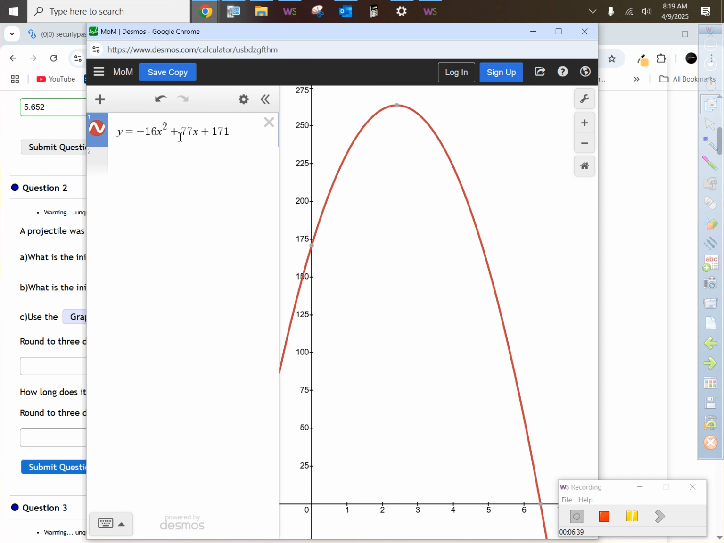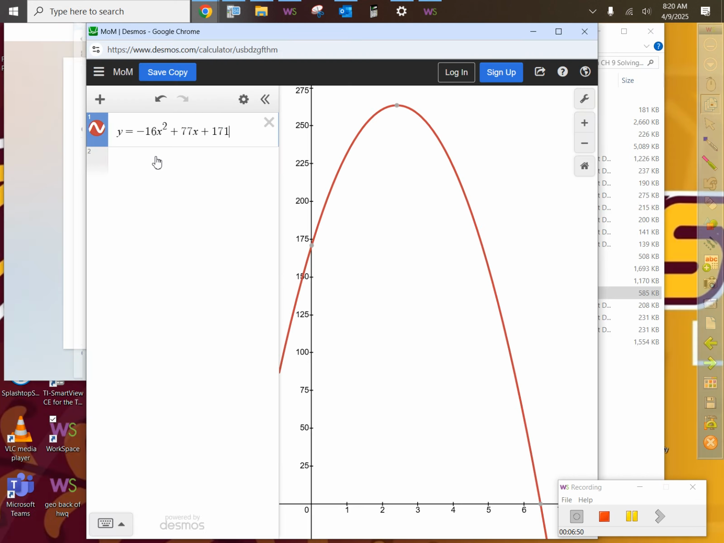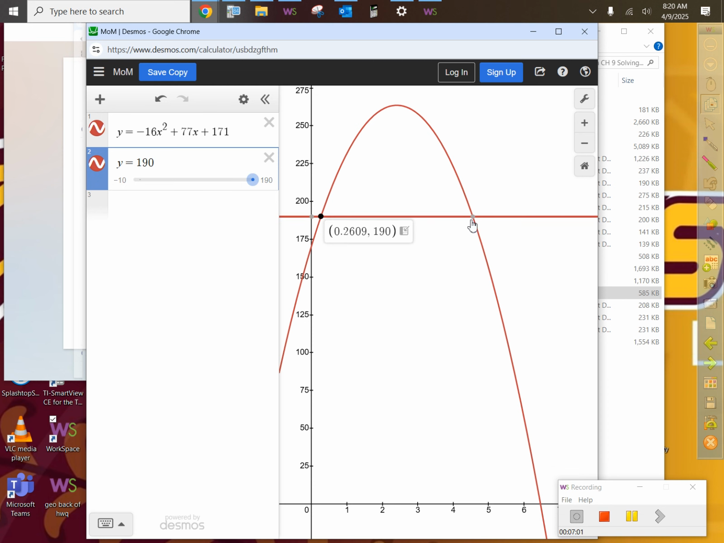And then they want to know how long it took to reach a certain height. What is the height that they give us? 190. So we'll graph that as a second equation. You have to click over here, boom, and click into another one and do y equals 190. Is that what they said? 190, right? So find those 2 places of intersection and punch them in. Round to 3 decimal places.